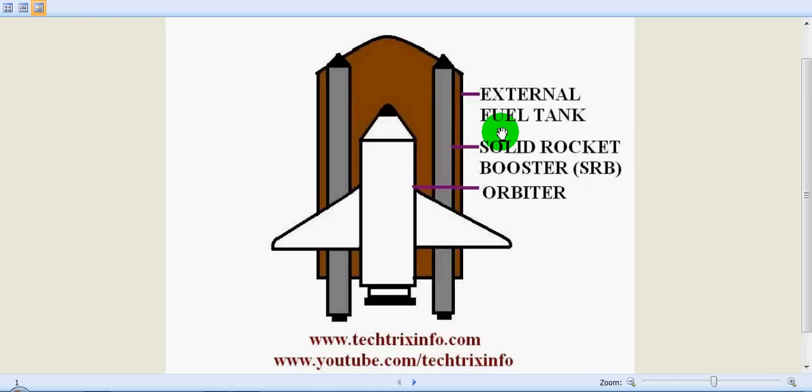Hi, today we'll be learning about the spacecraft and its flight path. So on the screen you can see a spacecraft as it exactly looks. We have mainly three components in it.